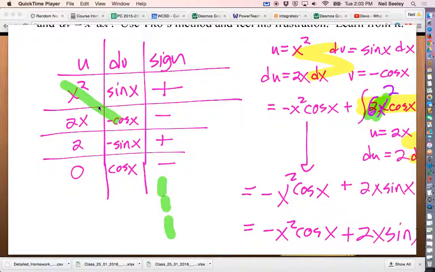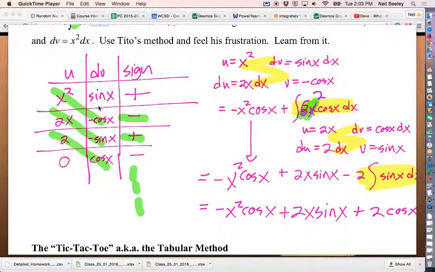Diagonal product, tack on this sign. Diagonal product, tack on this sign. Diagonal product. Done. Are you ready to see this? The first diagonal product, I'm going to back up and show it to you one more time because it's really fun. X squared times negative cosine of x.